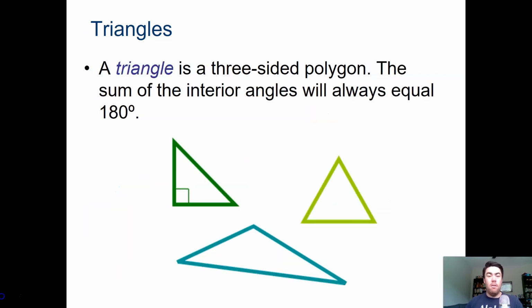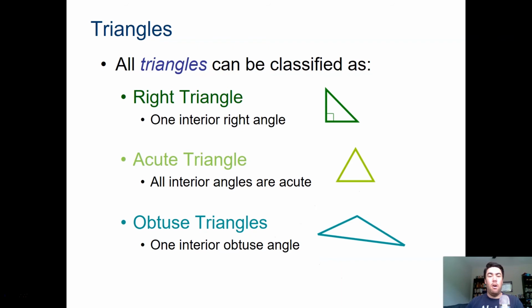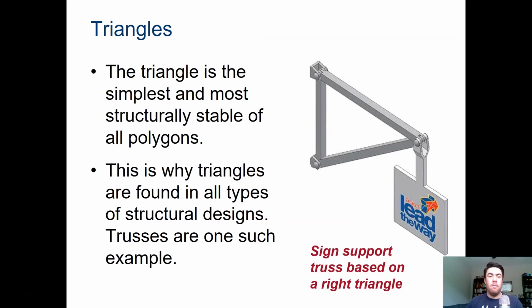A triangle is a three-sided polygon. The sum of the interior angles will always equal 180 degrees. All triangles can be classified as a right triangle, an acute triangle, or an obtuse triangle. The triangle is the simplest and most structurally stable of polygons. This is why triangles are found in all types of structural designs. Trusses for bridges are one such example, and it's something that you will study extensively in Principles of Engineering.